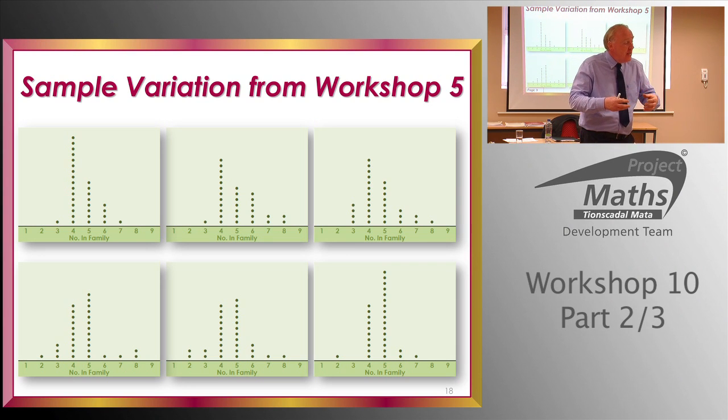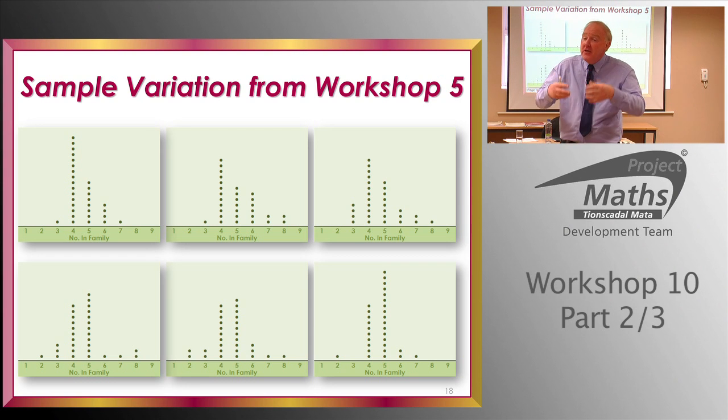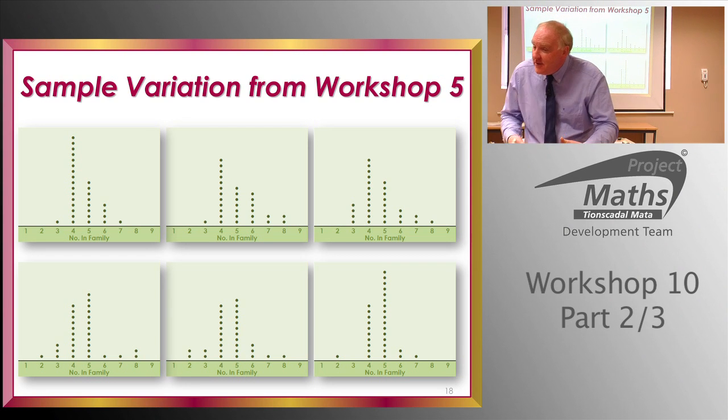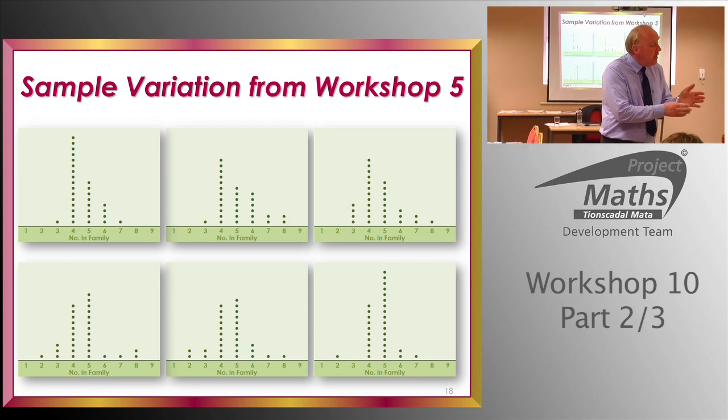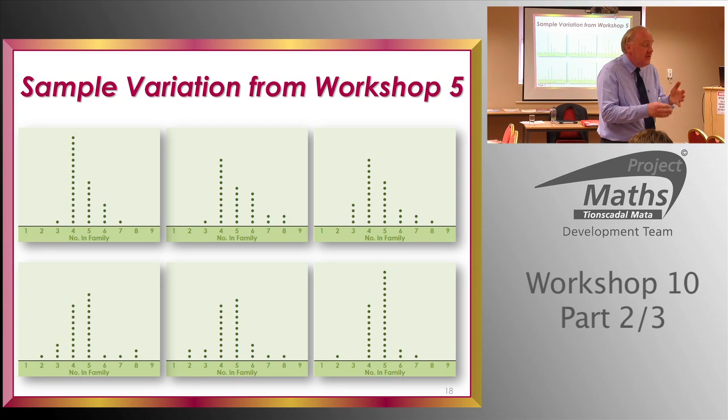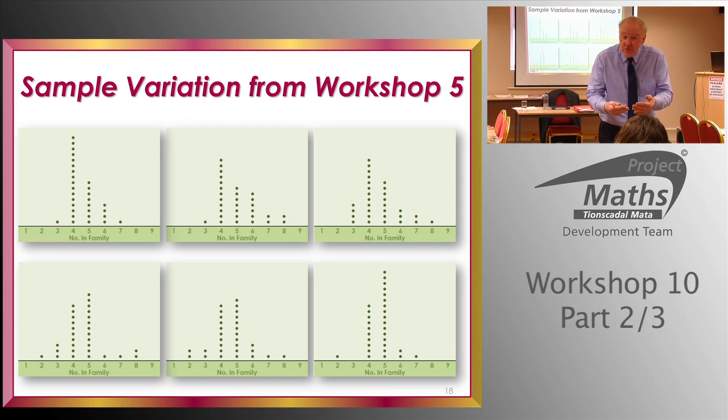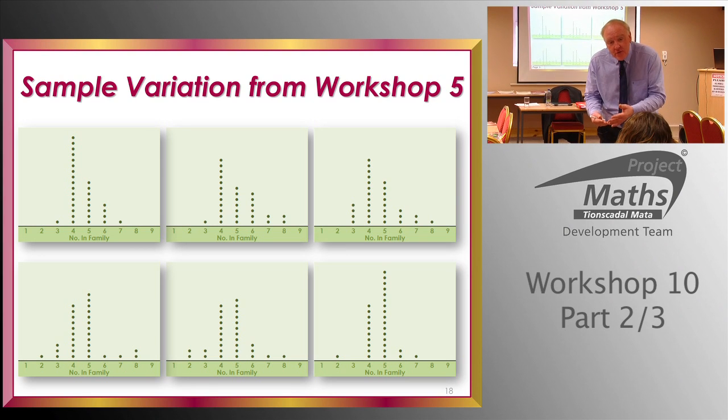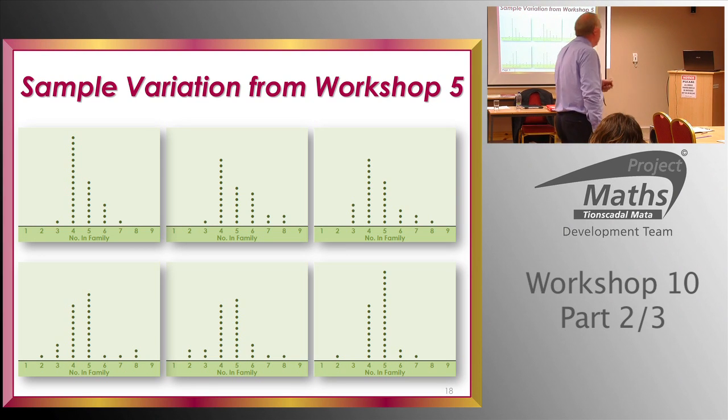And in a random sample, everybody has to have an equal chance of being selected. If you have any sort of bias in your sampling, then the data that you're using is not reliable, you see. Okay, it's only reliable if it's a random sample.